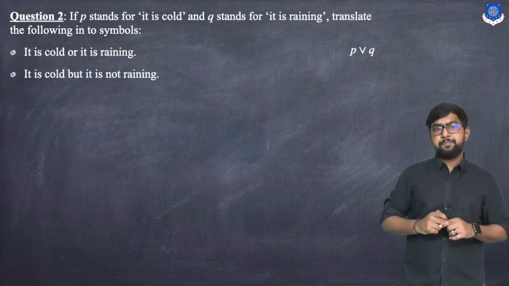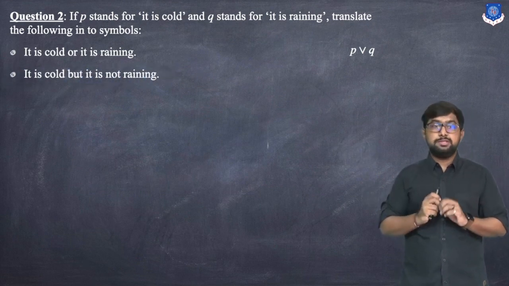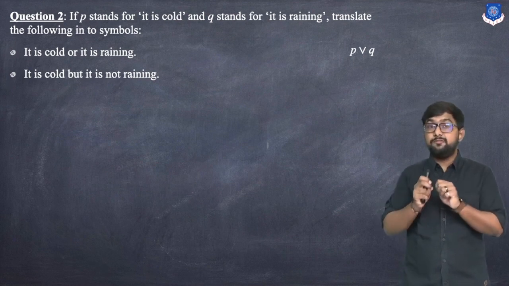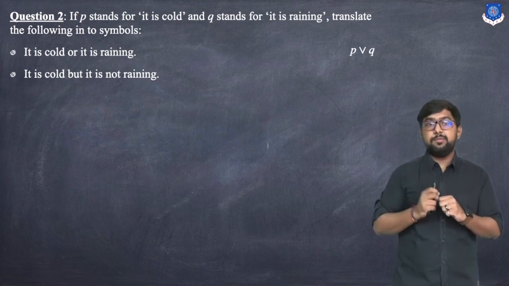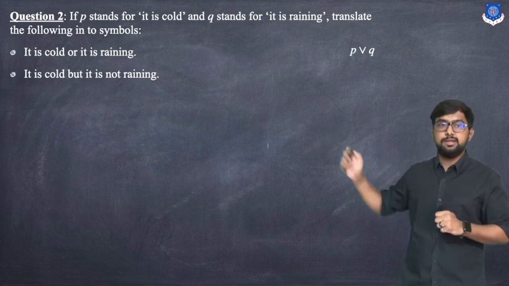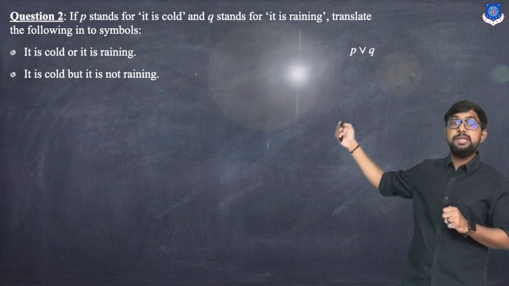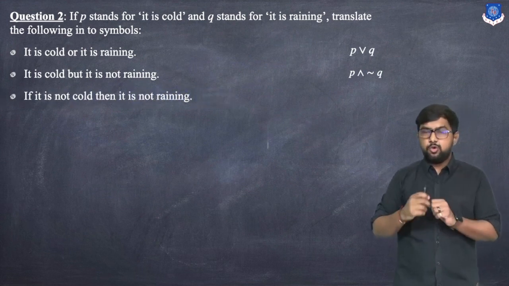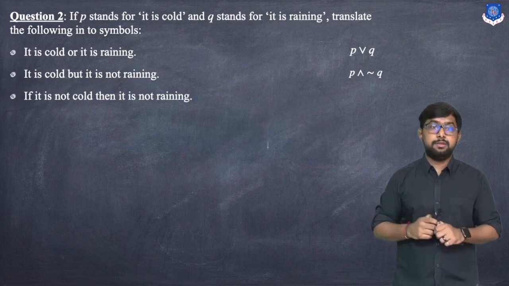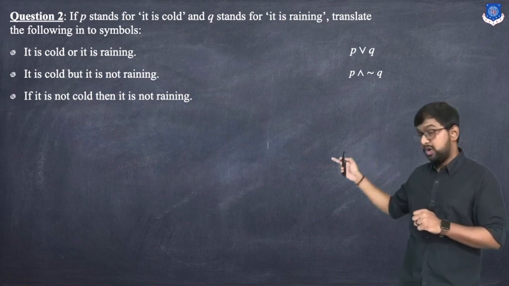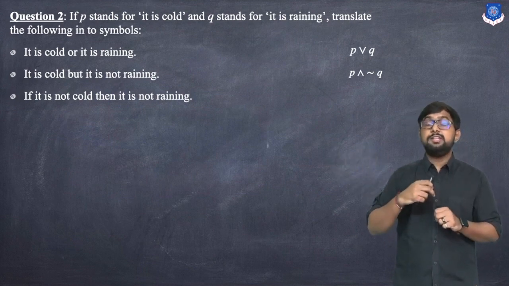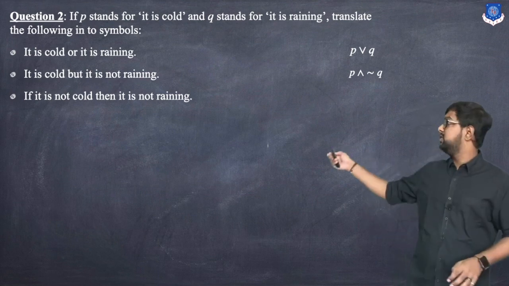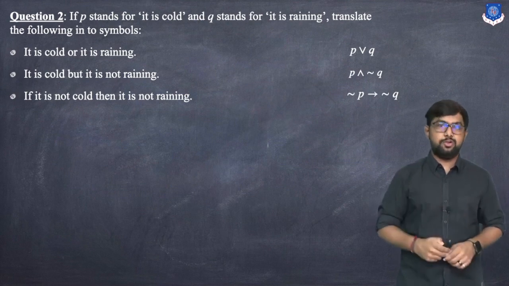Second example: it is cold but it is not raining. So it is cold means P, "but" stands for "and," and "it is not raining": if we have taken Q as "it is raining," here in the example it is not raining. So that means it will be P and not Q. Simple. Then third: if it is not cold, then it is not raining. So if it is not cold, that means not P, then it is not raining, that means not Q, and "if ... then" is also a proposition, so it will be not P implies not Q.